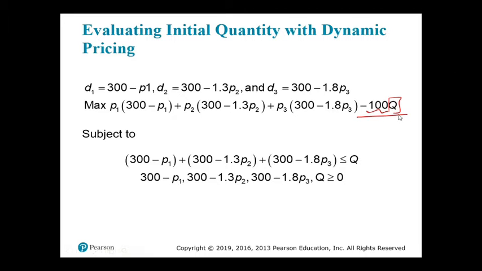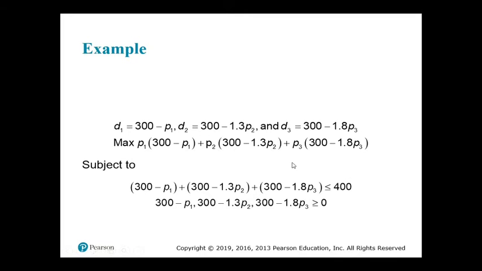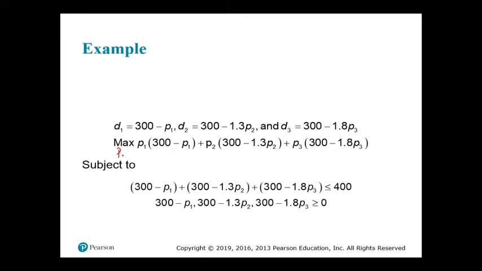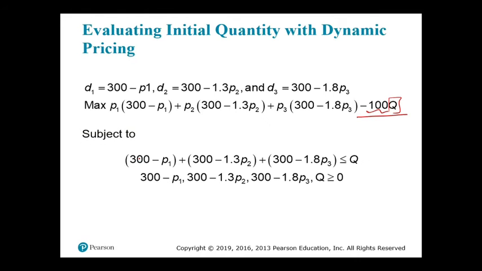So then the other items are basically the same. We're just replacing 400 with Q and making it a decision variable. So before we were maximizing over P1, P2, P3, and here we're maximizing over P1, P2, P3, and Q.